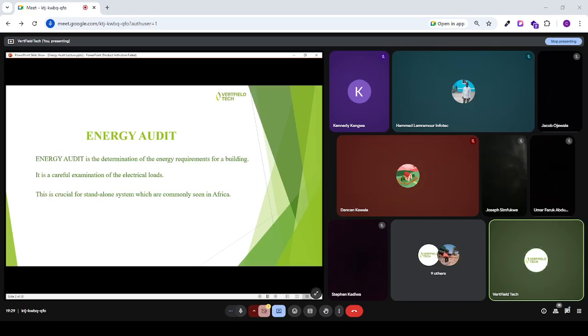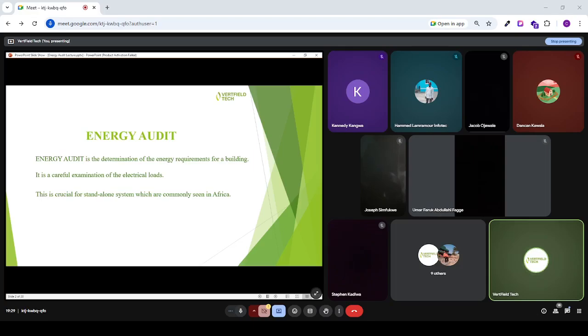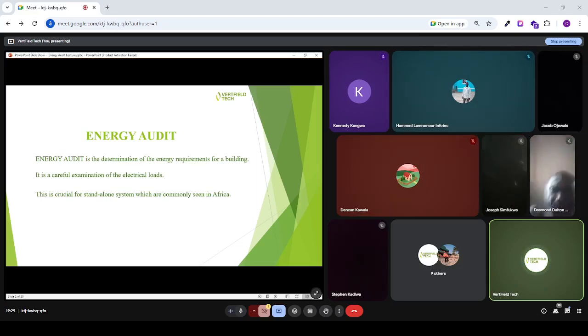Now, what we are trying to let you know or inform you here is that energy audit is divided into two. On one hand, it takes care of your energy need, and on the other hand, it helps you to size your various solar components. What do we mean by your energy need? We are simply trying to inform you that energy audit helps you to know the amount of energy in watts that is being drawn from your system.